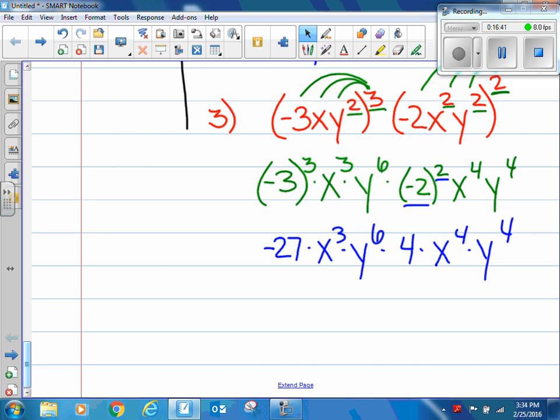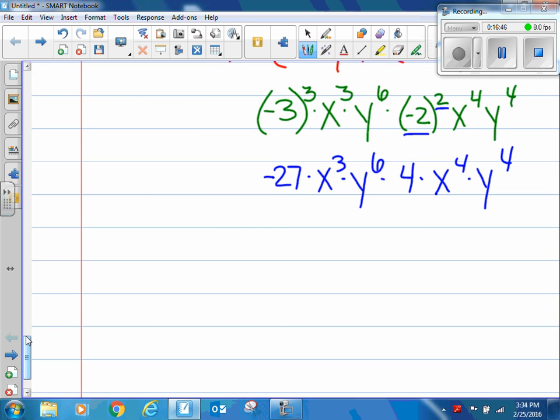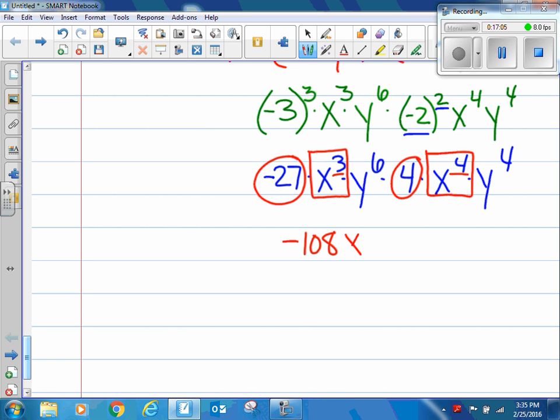Okay, well, I'm going to combine my negative 27 and my 4. I'm multiplying them, so that gives me negative 108. I then can combine my similar bases, x to the third and x to the fourth. I add, right? When multiplying, we add. So 3 plus 4 gives me x to the seventh. And then again, I have a y to the sixth and a y to the fourth. I have y, 6 plus 4 is 10, y to the 10th.